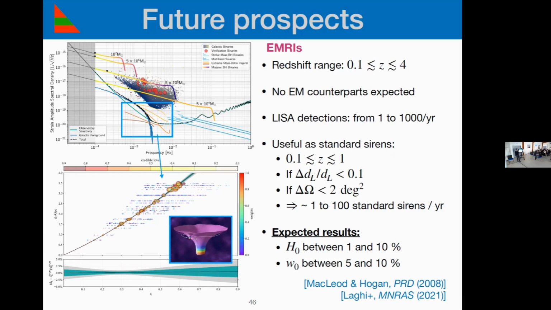We are not expecting any electromagnetic counterparts, but there are some models that say there is a counterpart. I didn't see a convincing analysis that this can be detected in big numbers so far. Detections are still uncertain, from 1 to 1,000 per year, but the ones that are useful for cosmology, which means well localized, are, let's say, 1 to 100, depending on the population models. With this, you can get H naught between 1 and 10%, again depending on the rate, without using electromagnetic info, without using a galaxy cut.